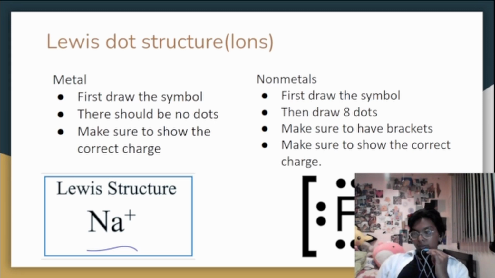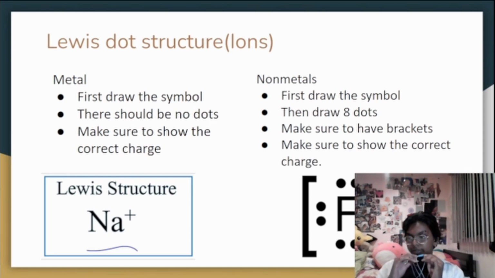Actually, the reason there would be no dots is because in a chemical reaction, metals almost always, I'm pretty sure, there could be an exception because chemistry loves exceptions, but almost always they lose electrons, which is why there would be no dots. And then you would show the correct charge, which is usually positive.